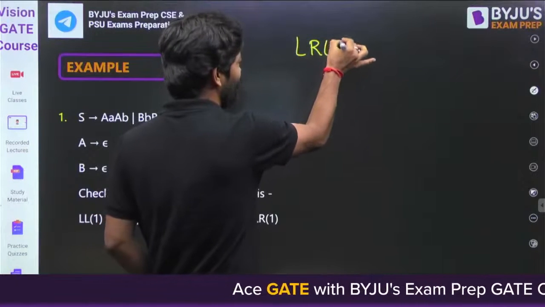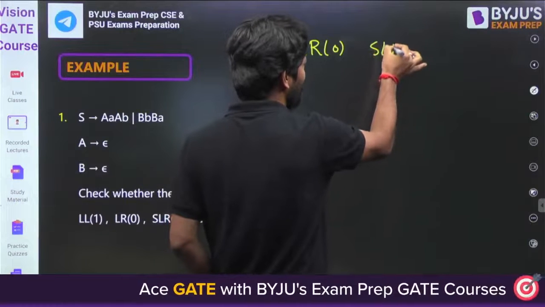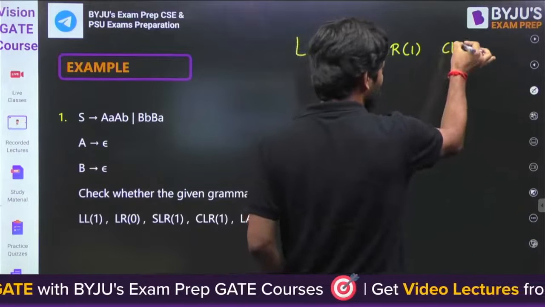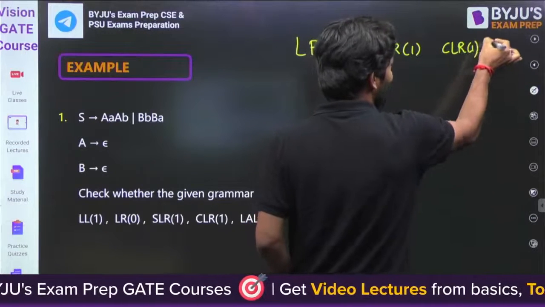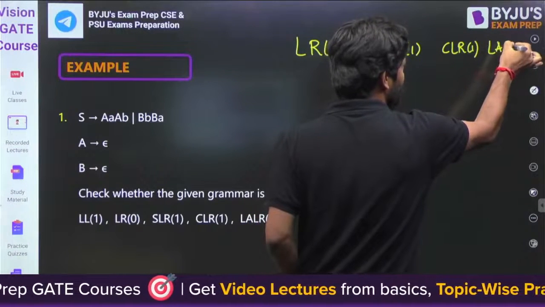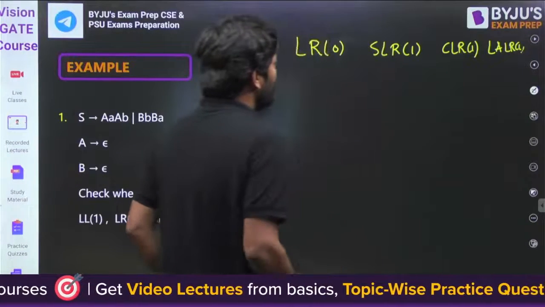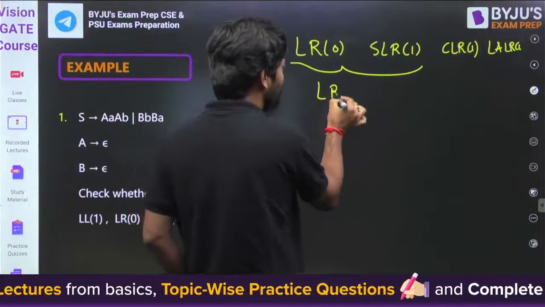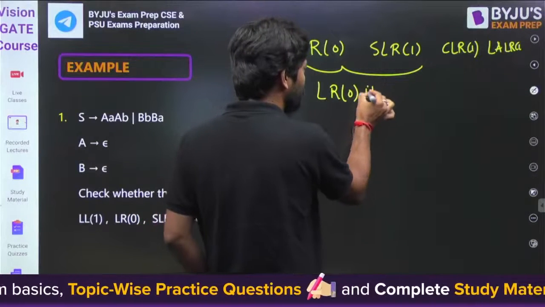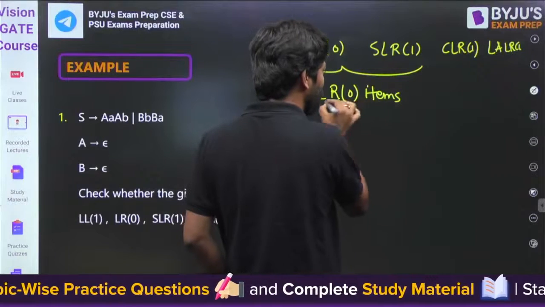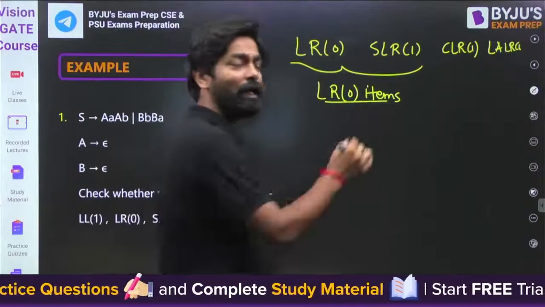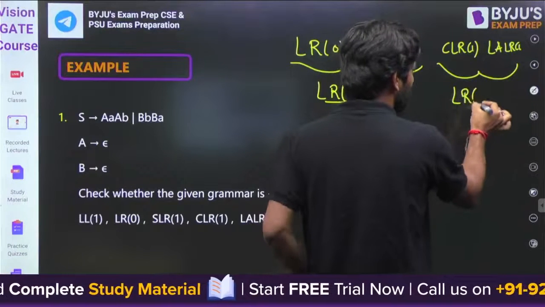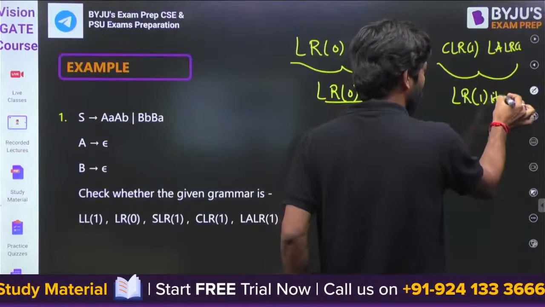We have done LR0. We have done SLR1. Fine. And we have CLR1 and we have LALR1. Okay. So in LR0 and SLR1, we have LR0 items. Fine. You have seen already. And in CLR1 and LALR1, we have LR1 items.